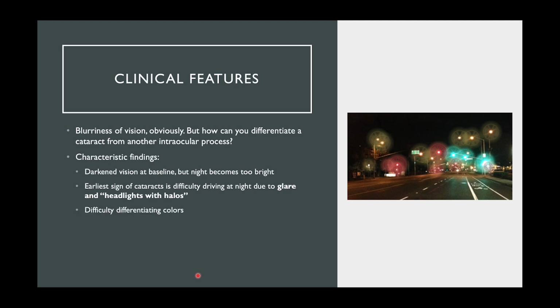They'll also complain of some difficulty differentiating colors. As we get older and that lens gets harder and cloudy, it also commonly gets a yellow tint to it. And so that'll make colors less vibrant, and it'll also lead to that difficulty differentiating colors. And then another important thing to remember about cataracts is it's a painless process, and often it's bilateral.